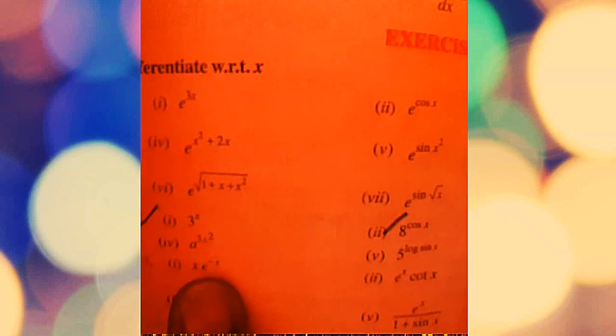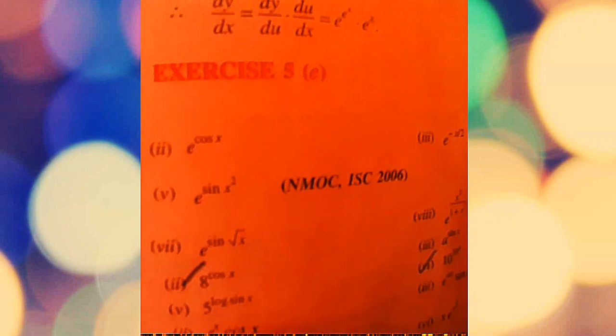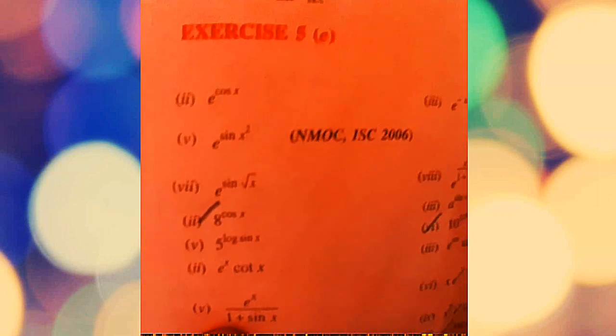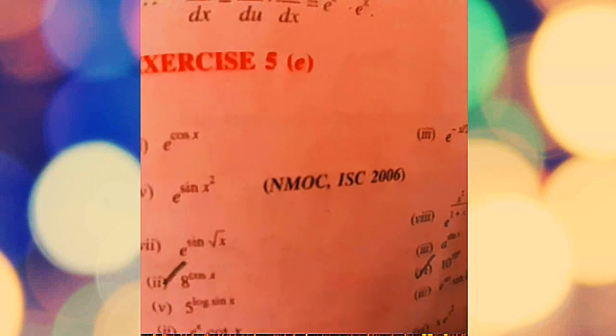If you see subdivision 1, you have x times e to the power minus x, right? X times e to the power minus x. Here you have to use the product rule. Okay, students. And then similarly, the subdivision 2 also, e to the power x cot x, apply the product rule. Okay, and then you can do subdivision 5, subdivision 6. Okay, and subdivision 4, in my next video I'll solve 1 or 2 problems.